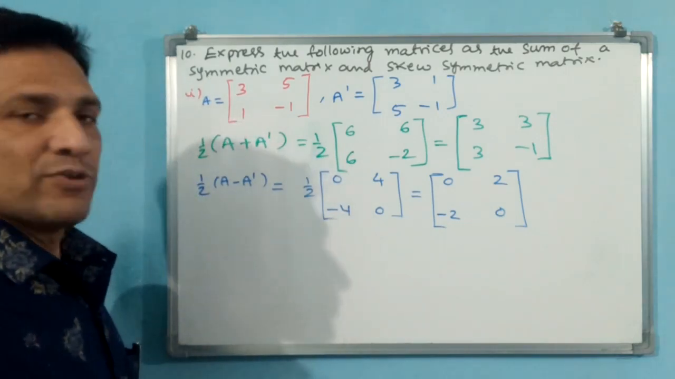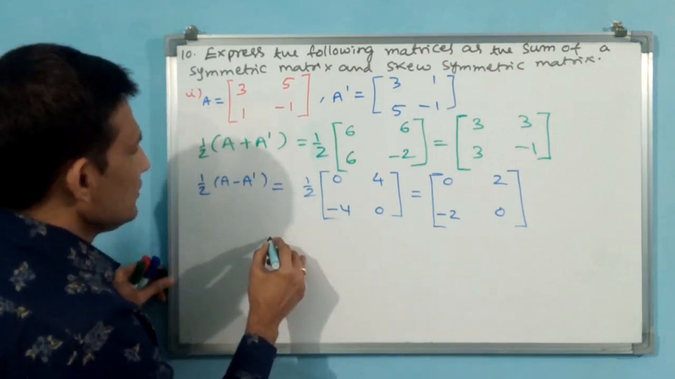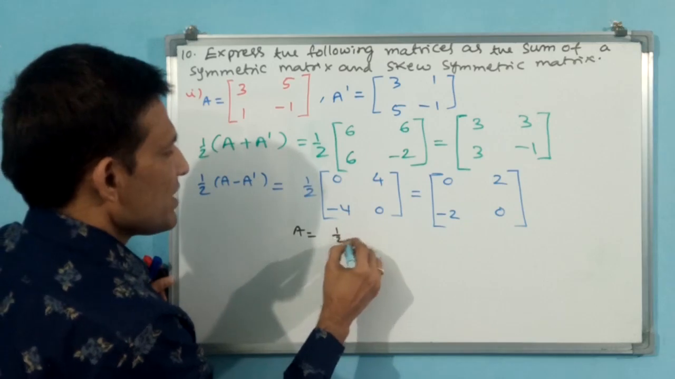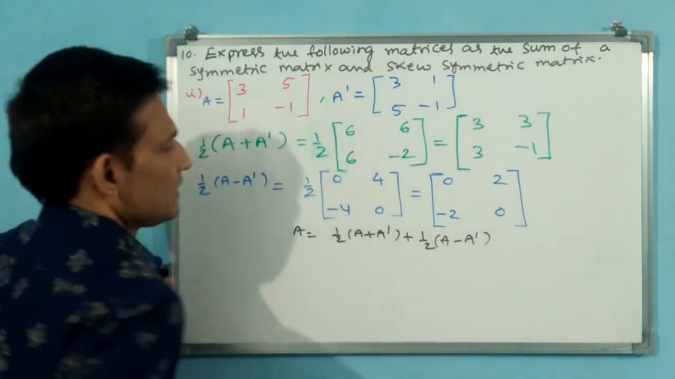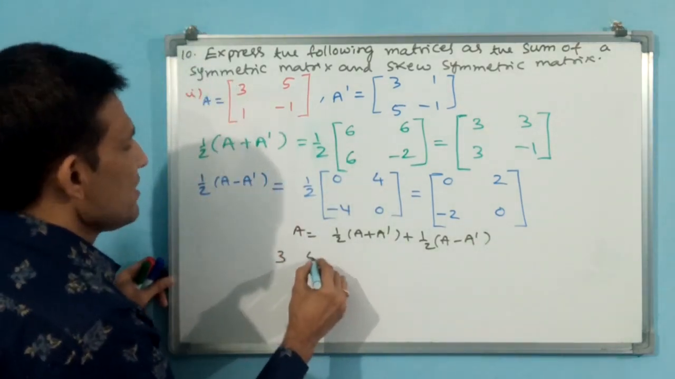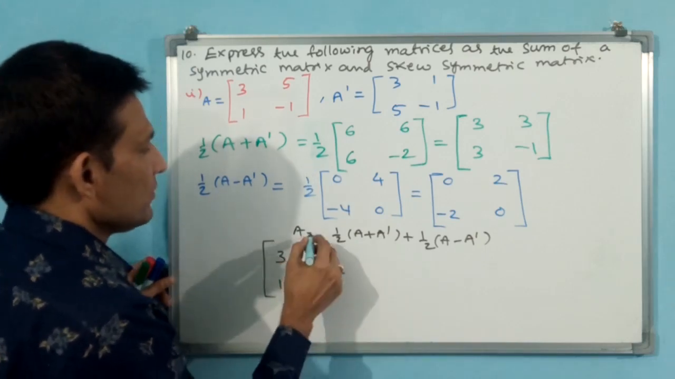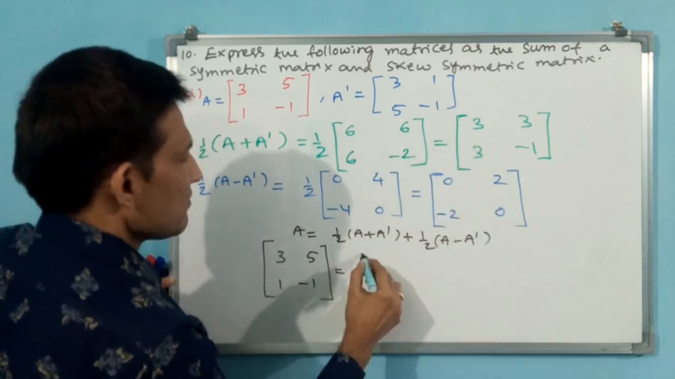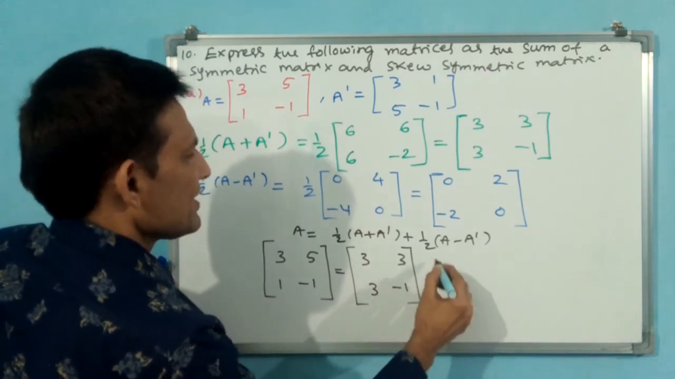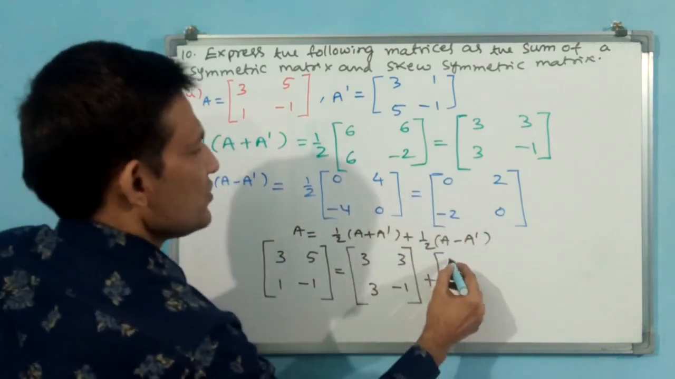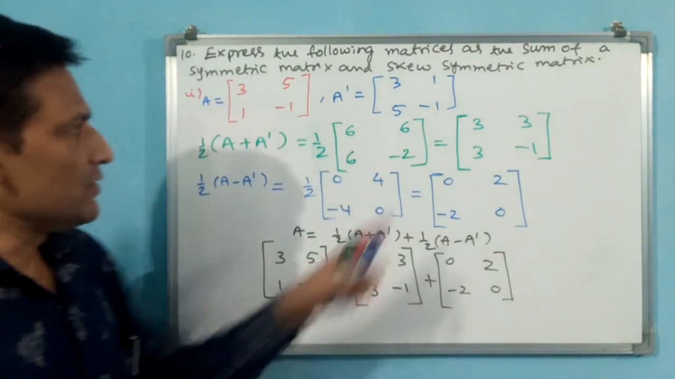Now what step I am writing, observe carefully. I am writing like this: A is equal to 1 by 2 (A plus A transpose) plus 1 by 2 (A minus A transpose). A is what? This one. You write down 3, 5, 1, minus 1. That is equal to 1 by 2 (A plus A transpose), this one: 3, 3, 3, minus 1, plus this one: 0, 2, minus 2, 0. Okay, see, this we have written.